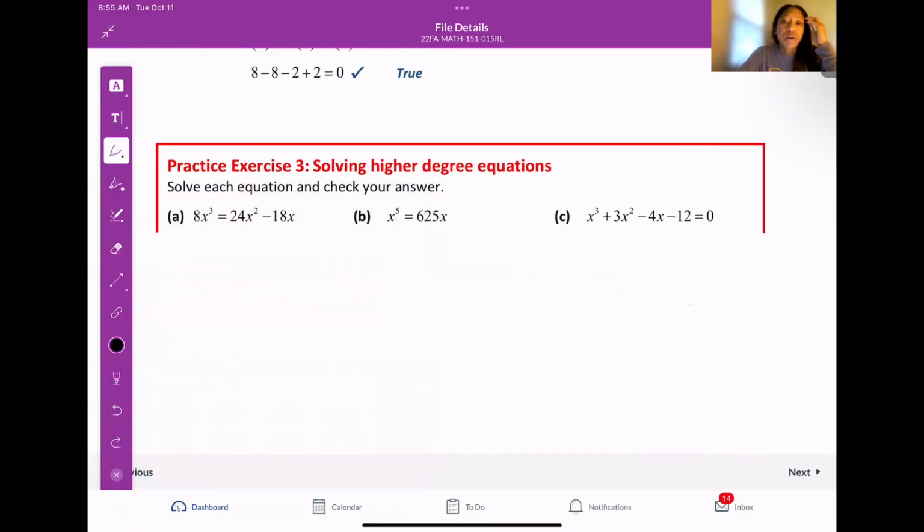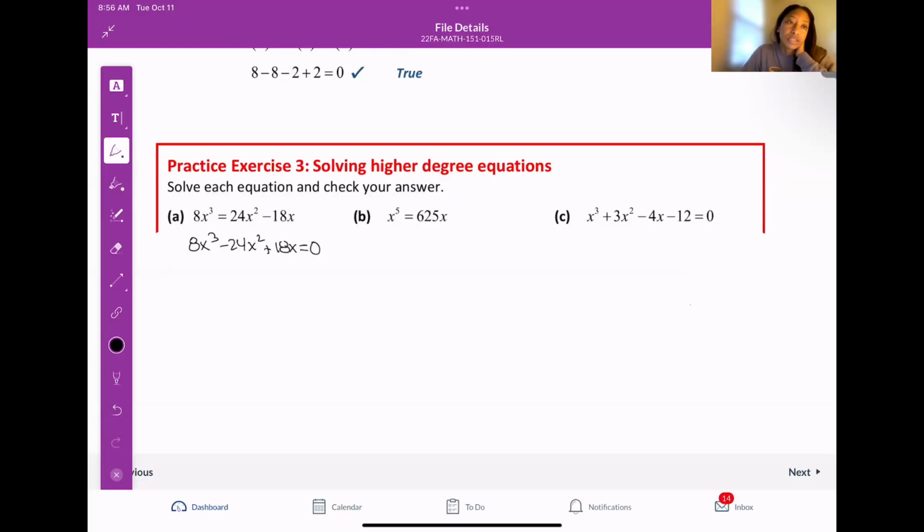For all of these problems, we're always going to want to write them in standard form, meaning all of the terms are moved to one side of the equation, zeros on the other side. Okay? So if you look at this, you don't want to start to try to factor the 24x squared minus 18x. Nope, we want to subtract the 24x squared to the other side and add the 18x. So we end up with 8x cubed minus 24x squared plus 18x equals 0.